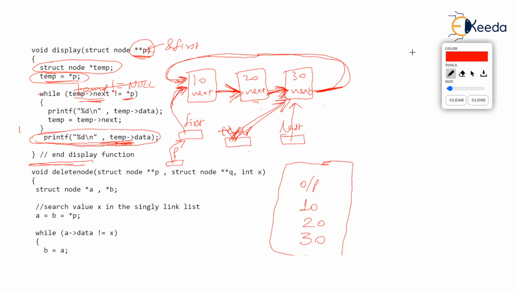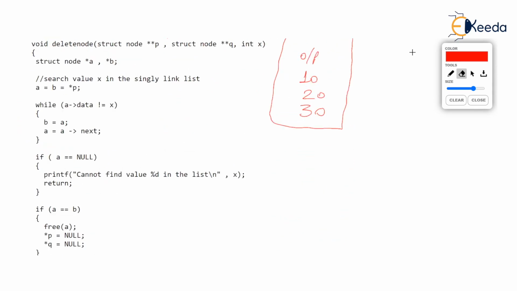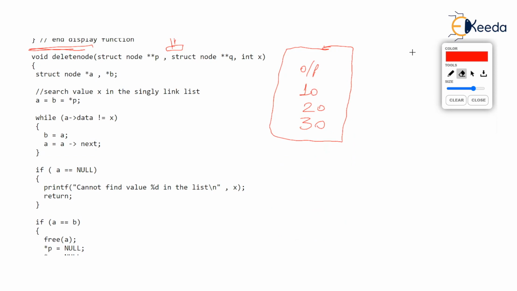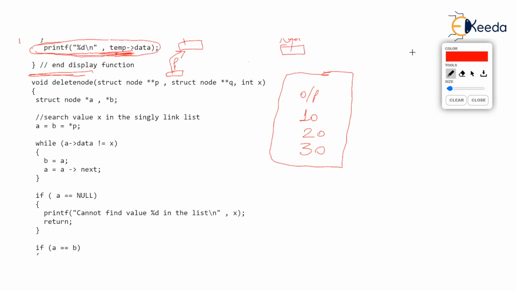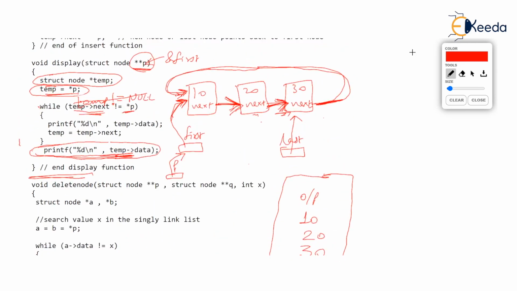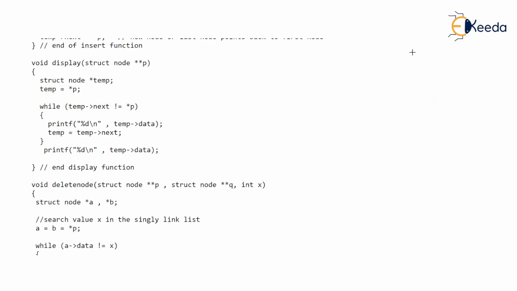Now I am going to leave one work to you. I am just going to give you an idea how to delete a node from this circular linked list. Just check the idea from me and then go through the delete function on your own. I have given the code below display over here. Here is the delete node function. The delete node function will delete some value x from the list. So how are we going to delete a node? Let's see.